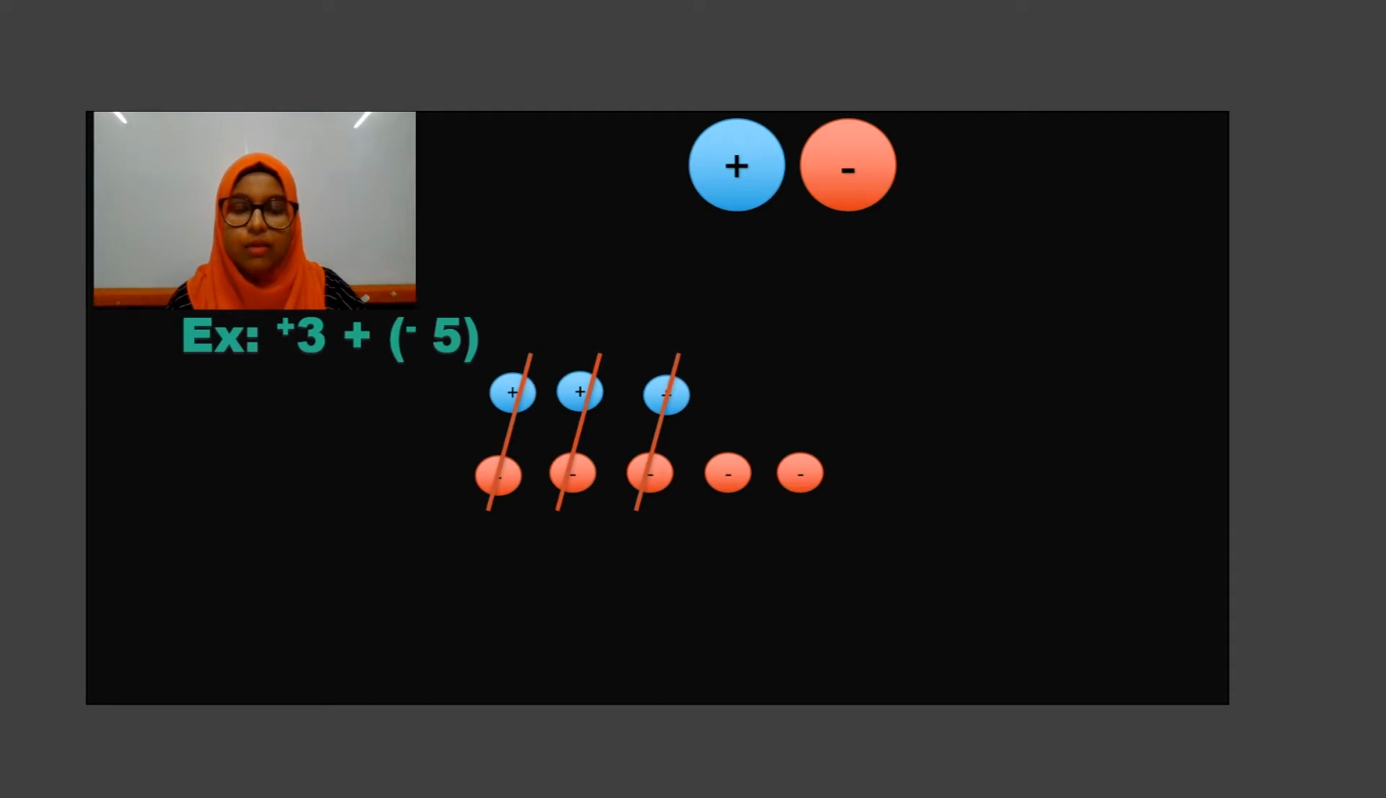And now how many are left? Yes, very good. 2 negative pairs are left here. So what will be the answer? Yes. So the answer will be minus 2. Therefore, plus 3 plus minus 5 is equal to minus 2. Students, you can also add and subtract negative and positive integers using number line. Let's watch a video about how you can add and subtract negative and positive integers using number line.